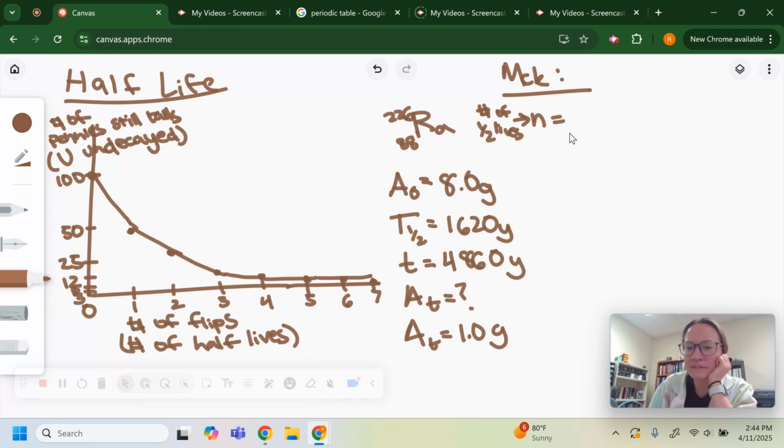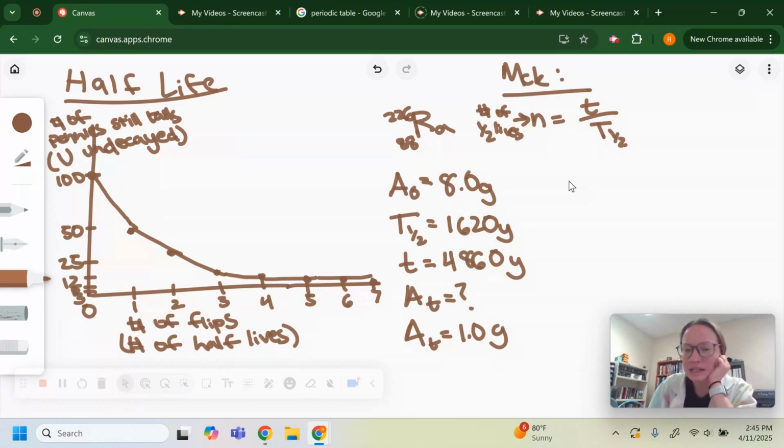Now, if I want to figure out the number of half-lives, this is exactly what you did in your brain just now. You said, okay, I'm going to take the total number of years, 4,860, and divide that by the time of 1 half-life, 1,620. And that will give you the actual number of half-lives. To write it formulaically, we write it as t over t to the 1/2.